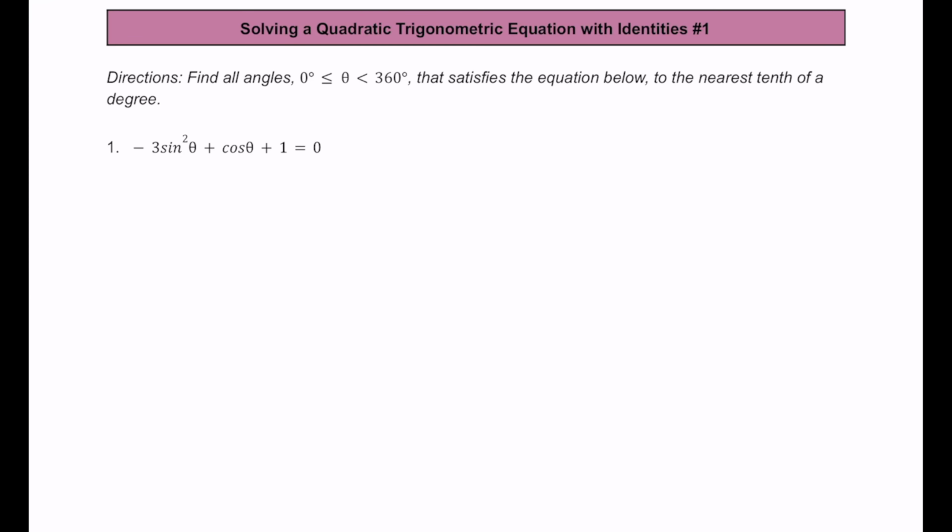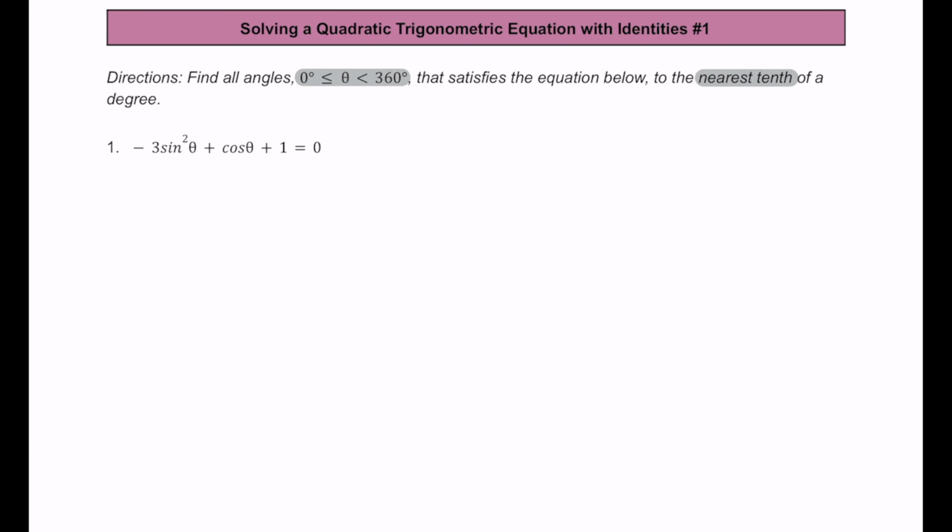Let's practice solving a quadratic trigonometric equation that uses trig identities as well. While there could be an infinite number of solutions, we are just going to be looking for the ones that lie between 0 degrees and 360 degrees. And when it comes to rounding, let's make sure we round to the nearest tenths place to stay consistent.